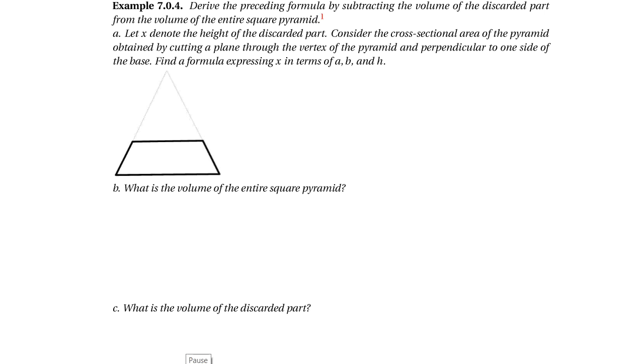Okay, so let's follow our assumption. The length of the bottom side is A, the top part is B, and we know the height of this portion is H, right? So let's assume we have the original pyramid, and the height of this removed part, let's say it's X, because we don't know.